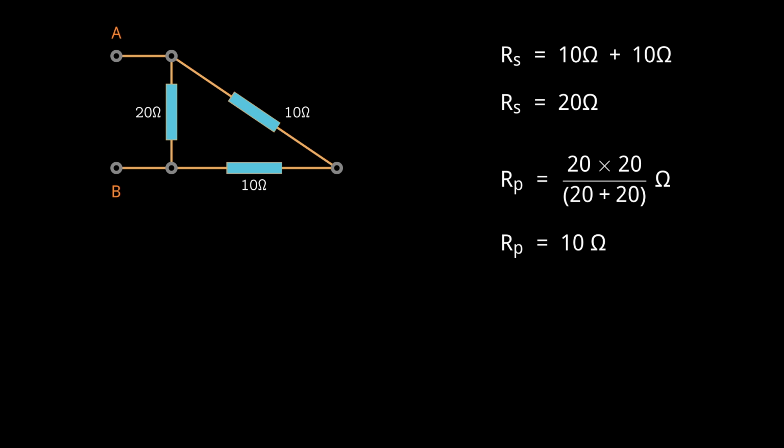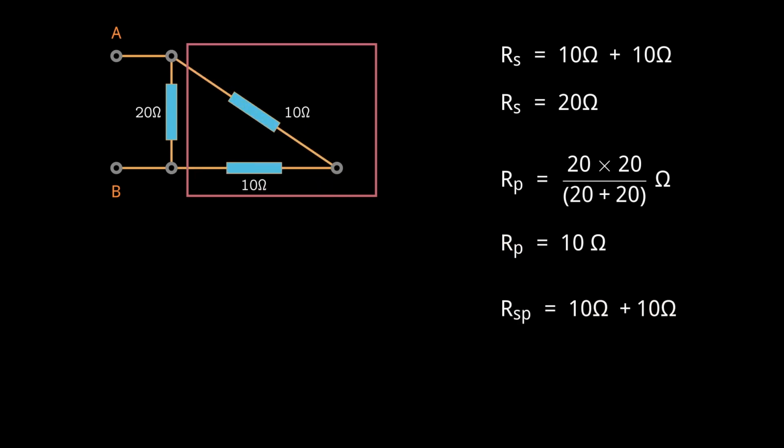When we replace the parallel resistors with their equivalent resistor, we're left with a circuit where the two resistors are now in series. To find the equivalent resistance of resistors connected in series, we simply add their values, just like we did earlier. Here, we have two 10-ohm resistors in series, so the equivalent resistance of these two is 20 ohms.